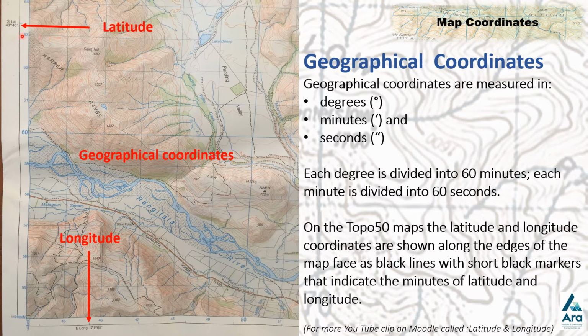Lines of latitude run from east to west along the Earth's globe, and lines of longitude run north-south along the globe. There is a whole other video presentation on latitude and longitude on Moodle, so if you want more detailed information about how they work and how they're used, then have a look at that. But this presentation is really just showing you how to read it on a 1 to 50,000 map and not look at the in-depth nature behind it.